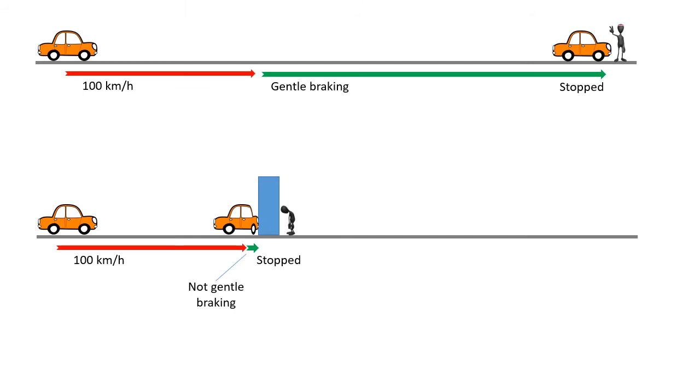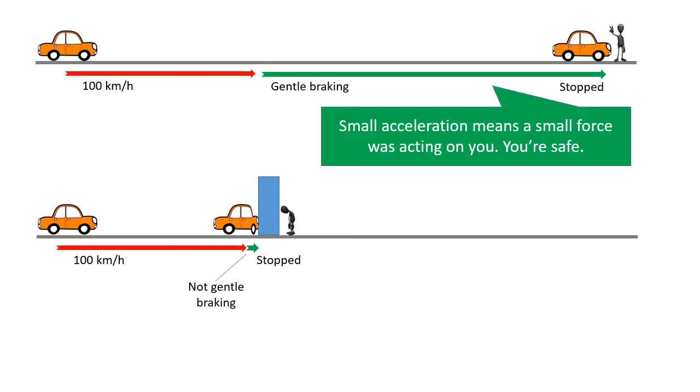We've seen this situation before. A car that gently brakes and slows from 100 kilometers an hour to 0 over a fairly long time, that's a small acceleration, which means the force that was slowing the car down was reasonably small, and the force that was slowing the occupants of the car down was small. That's not going to hurt you.